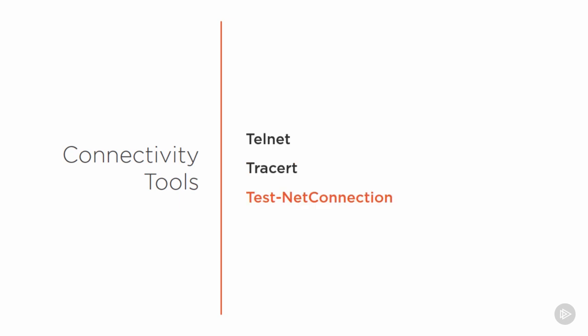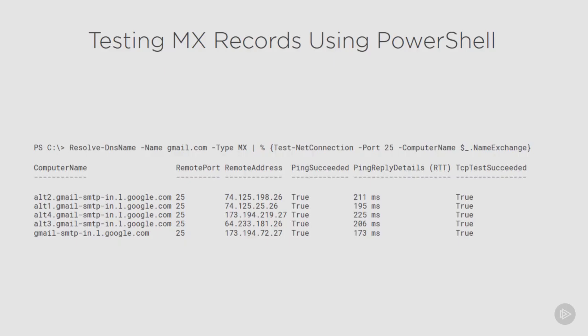The PowerShell cmdlet Test-NetConnection can do a similar job to both Telnet and Traceroute, except you can't issue the SMTP commands like you can in a Telnet session. However, you can combine Test-NetConnection with Resolve-DnsName and do neat tricks like checking connectivity to every MX record for a domain with just a single PowerShell command.